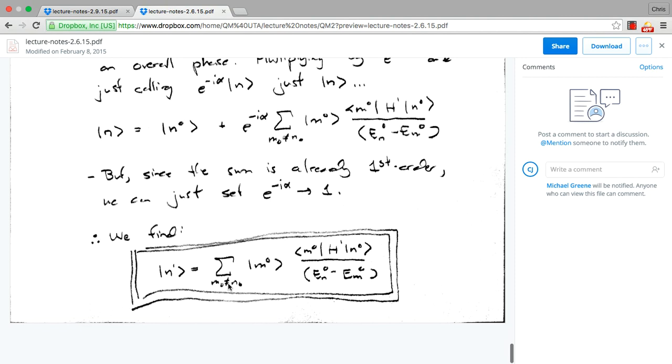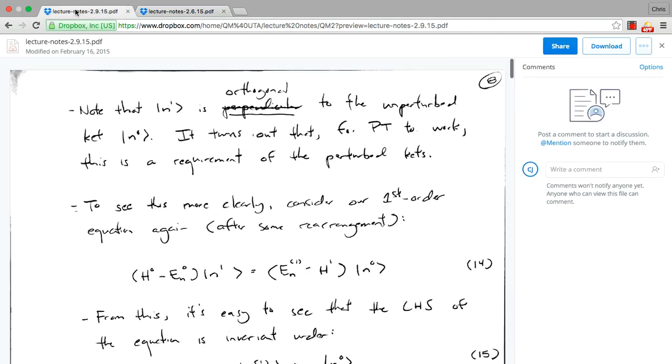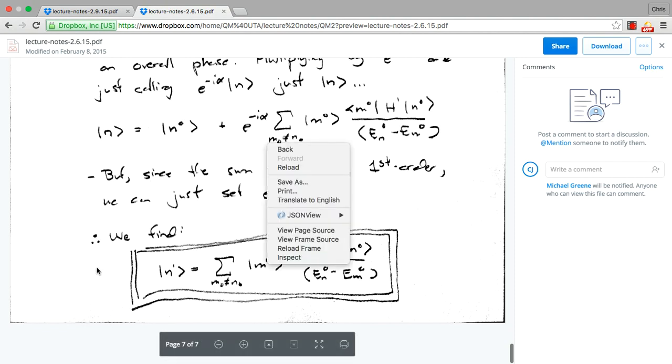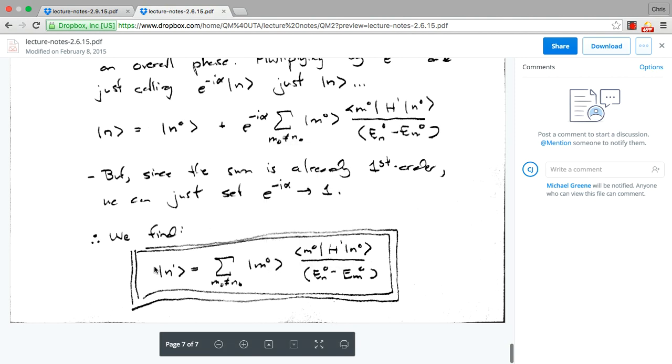Okay, so what I want to do today is continue this discussion, and then we'll talk about a simple problem that we can solve exactly, but we can use to check our formalism for time-independent perturbation theory. So let's do that. So let's take a look at the solution we had last time.